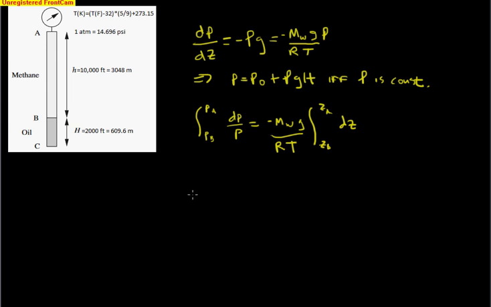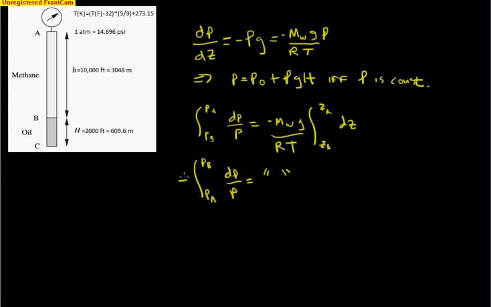Okay, now just kind of anticipating here, what I'm going to do is I'm actually going to invert this integrand here. So I'm going to say that that is equal to a negative integral from PB to PA of dP over P, and that's just ditto.